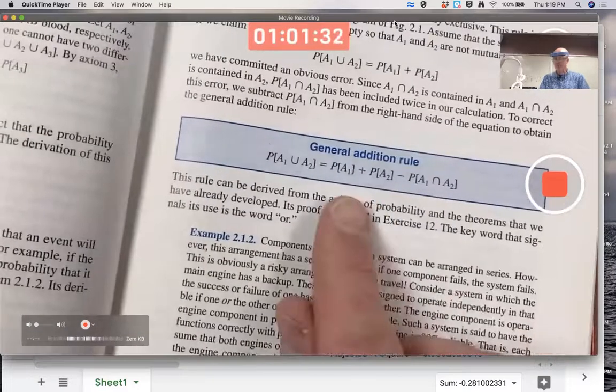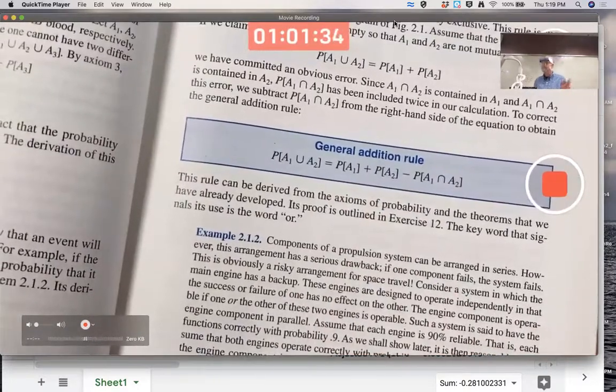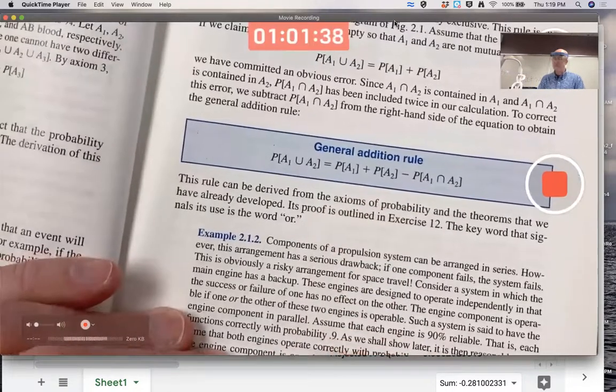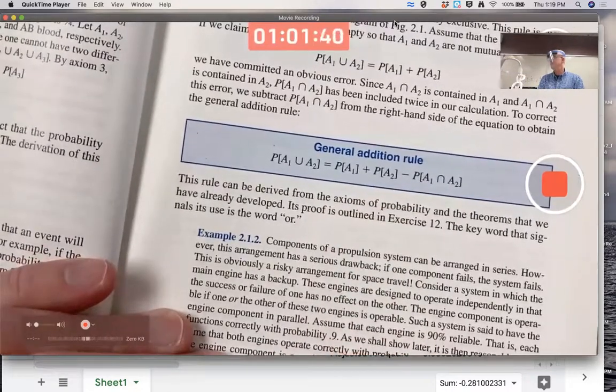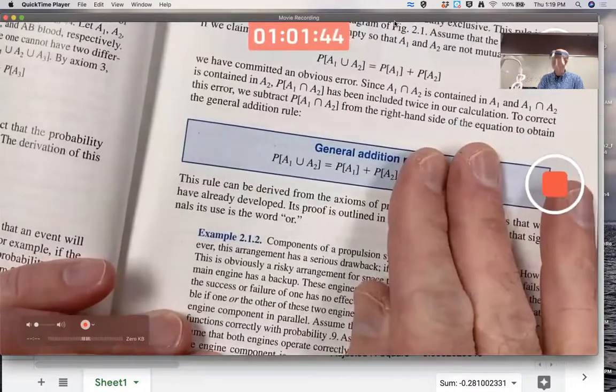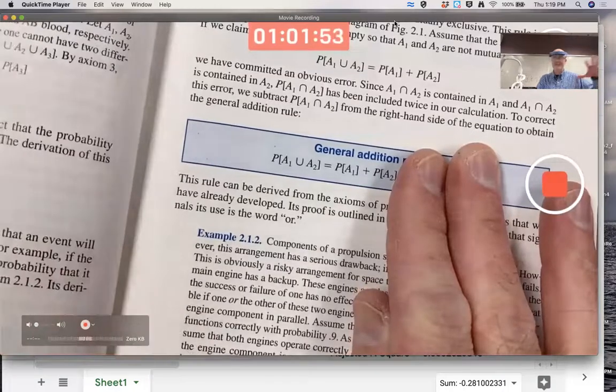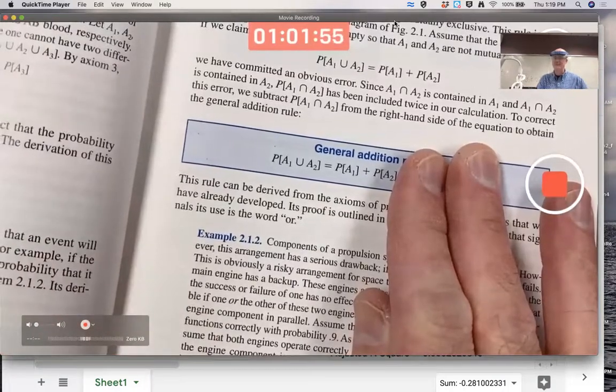There's the general addition rule that works no matter what. This always works. It's always true. In the case where A1 and A2 are mutually exclusive, disjoint, it simplifies to this, which was really an axiom instead of a theorem to prove. And it also got extended to more than 2 events.